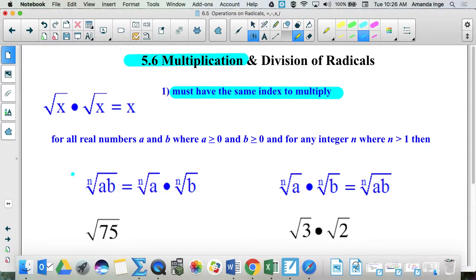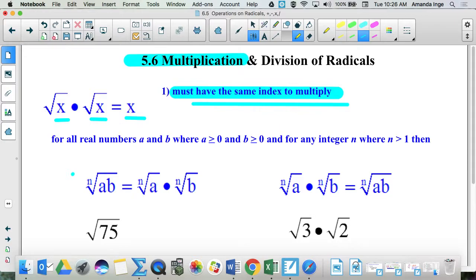So a couple of things I want to just go over. In order to multiply or divide, you have to have the same index. That's the little bitty number. You also need to remember that the square root of x times the square root of x is x. So we use multiplication in two directions, actually.